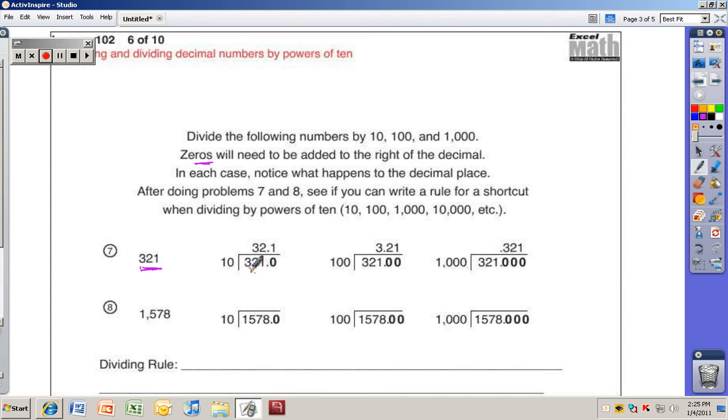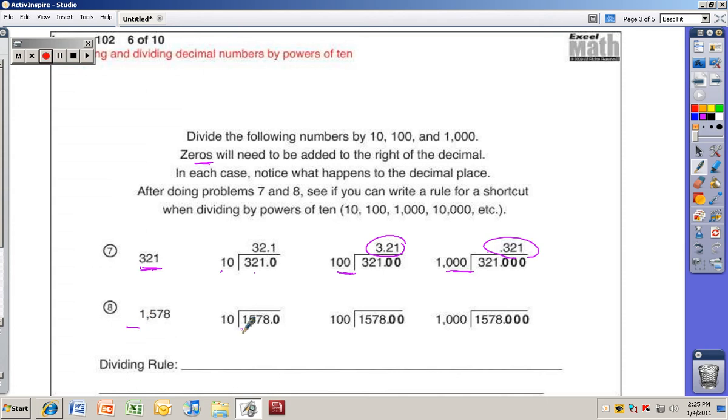We're going to divide it by 10. When you divide it by 10, you get 32.1. When you divide it by 100, you get 3.21. When you divide by 1,000, you get 0.321. Do you see what's happening to the decimal point? Okay, let's try this one.